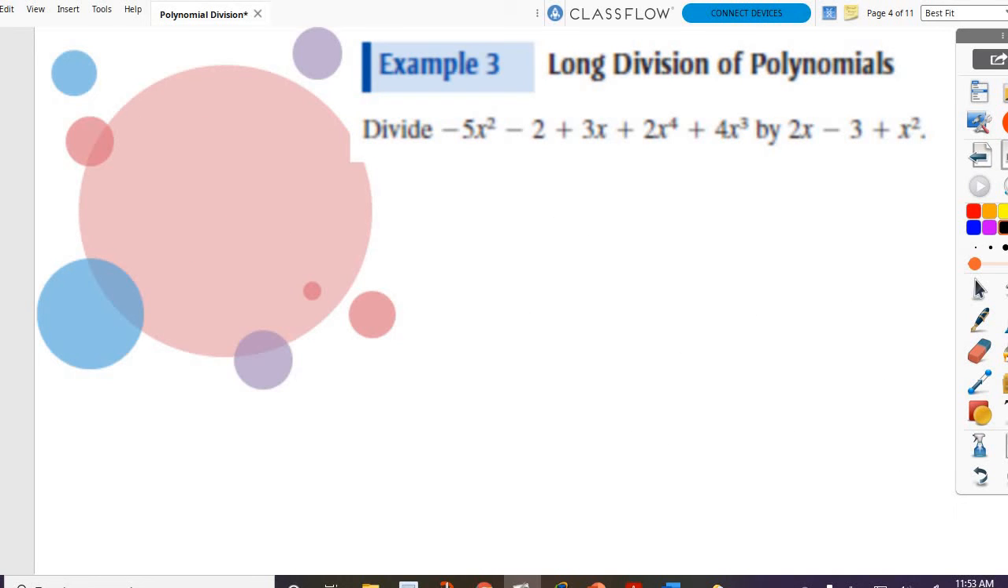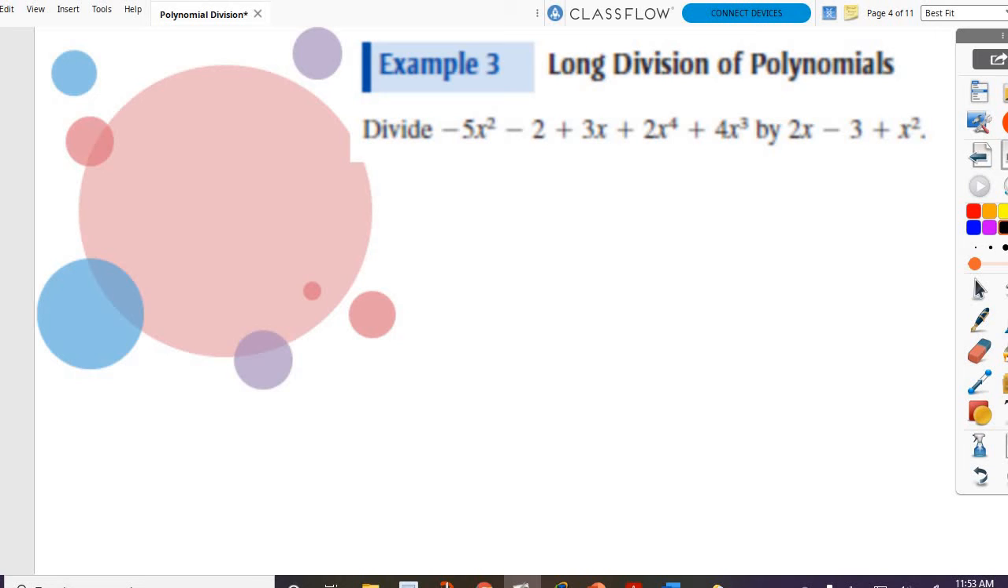So it says divide negative 5x squared minus 2 plus 3x plus 2x to the 4th plus 4x cubed by 2x minus 3 plus x squared. Yeah. Well, you can become a textbook writer and make nicer problems. I would like to become a textbook writer. That eliminates all other textbook writers.